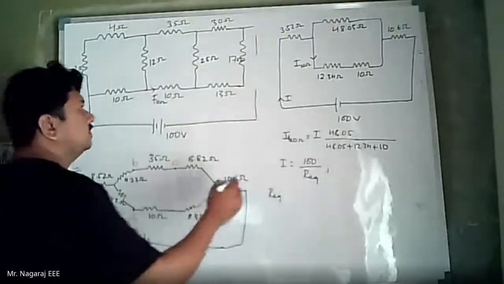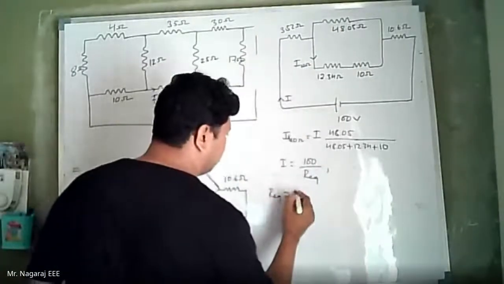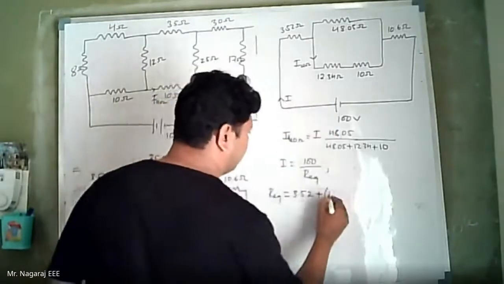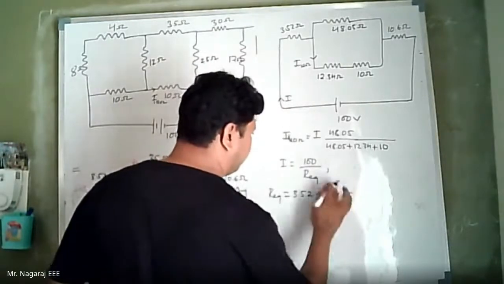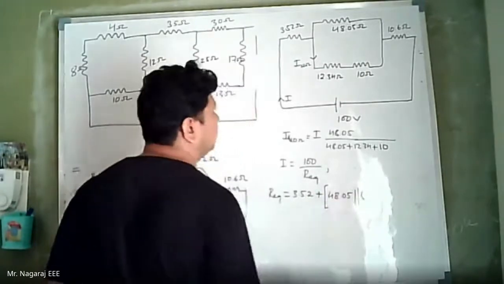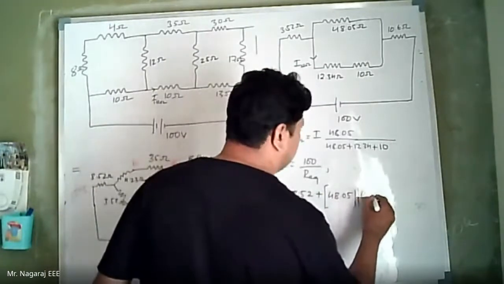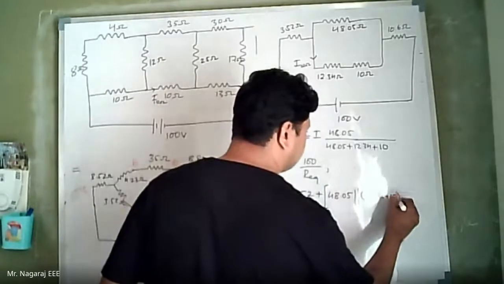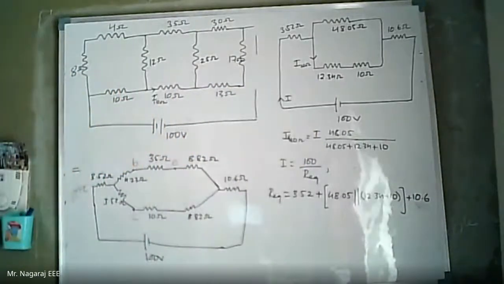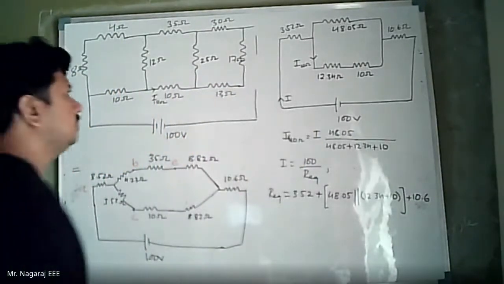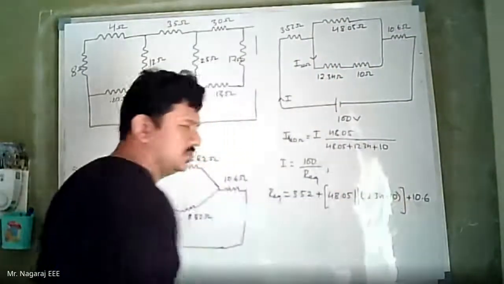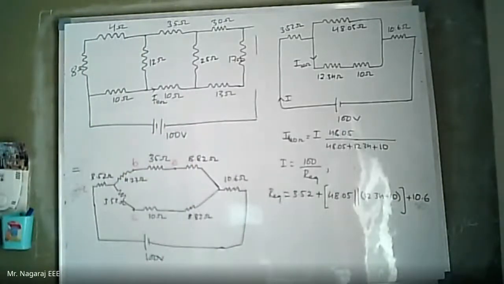So I can write R equivalent is equal to 3.52 plus 48.05 in parallel with 12.34 plus 10 ohms plus 10.6. Now just observe whether all the values are covered here. 1, 2, 3, 4, 5 resistors. Okay. Now find out the equivalent value.